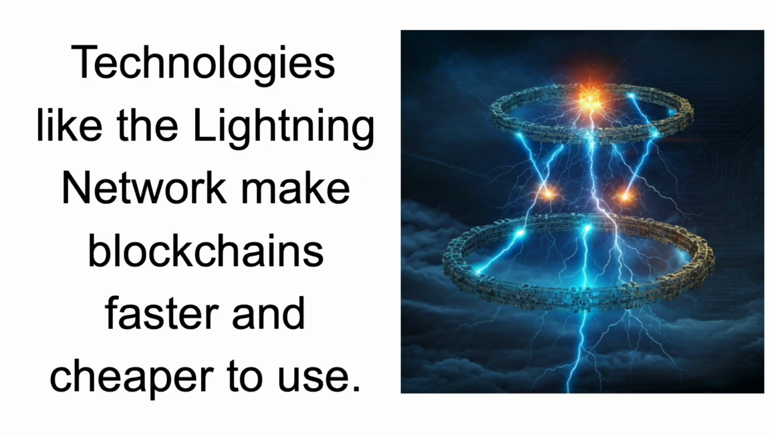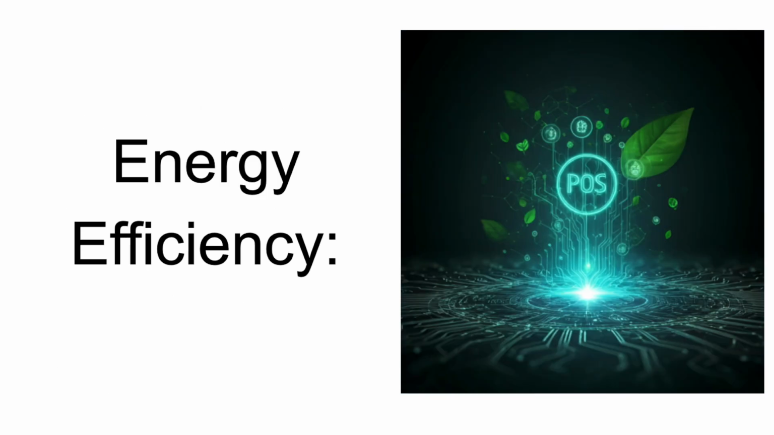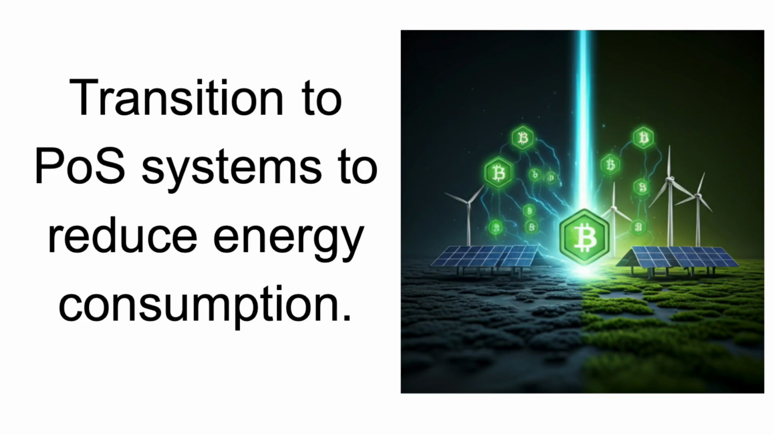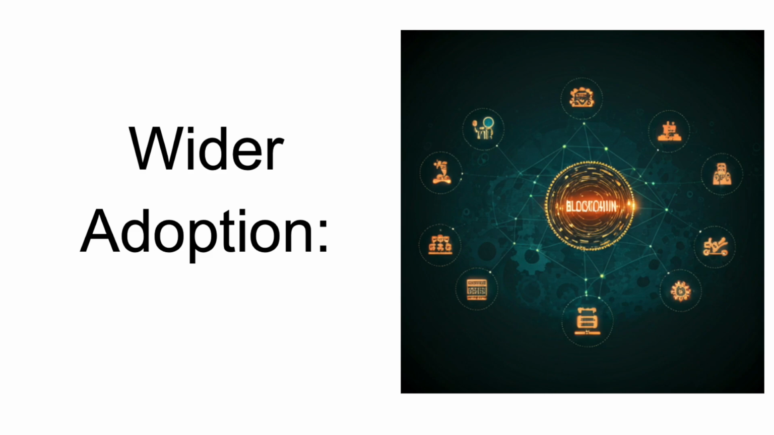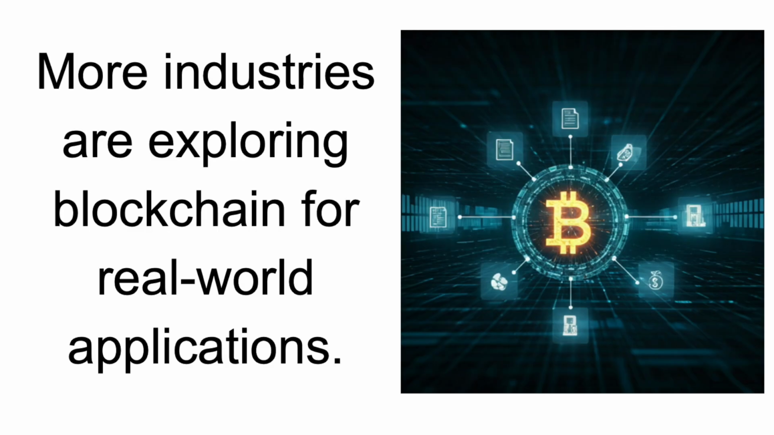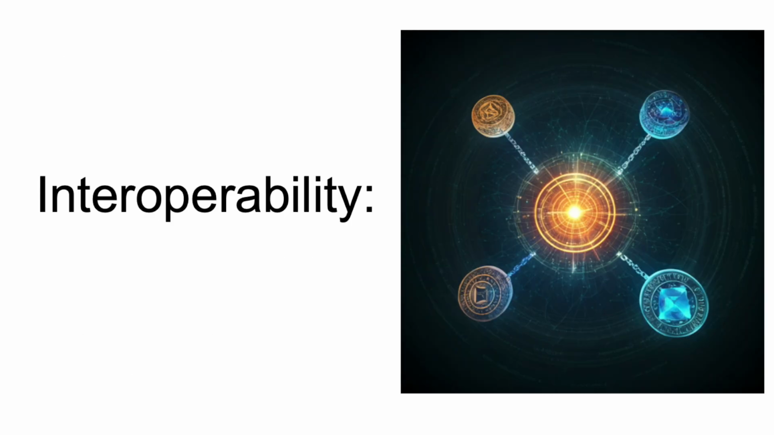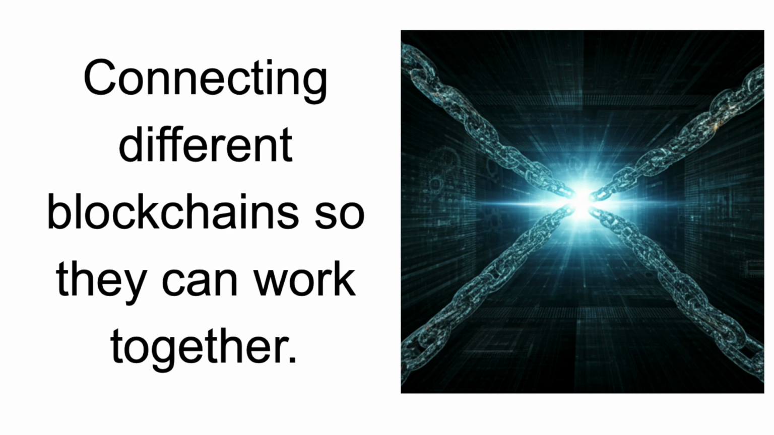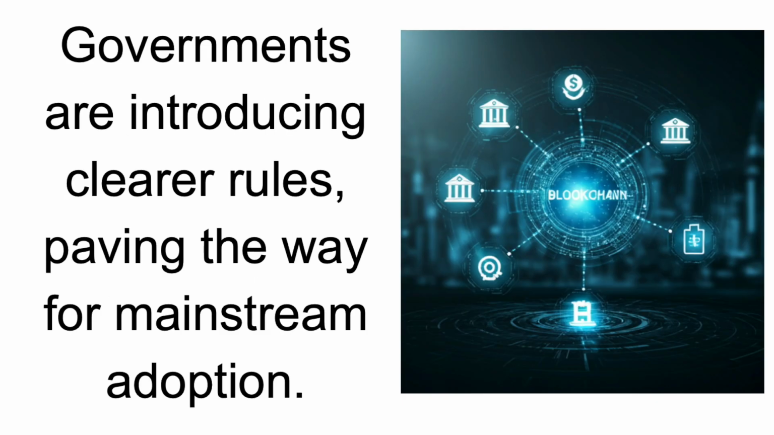What's next for blockchain? Layer 2 solutions. Technologies like the Lightning Network make blockchain faster and cheaper to use. Energy efficiency. Transition to POS systems to reduce energy consumption. Wider adoption. More industries are exploring blockchain for real-world applications. Interoperability. Connecting different blockchains so they can work together. Regulatory clarity. Governments are introducing clear rules, paving the way for mainstream adoption.